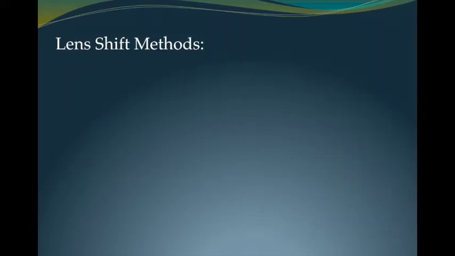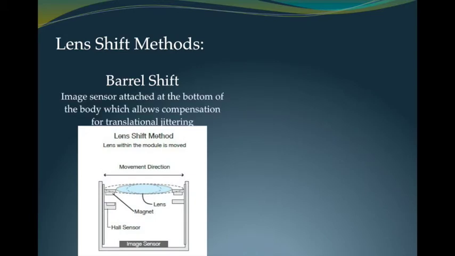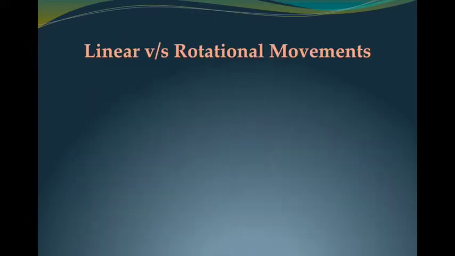So let's see what the methods for lens shifting are. There are two methods. The first one is the barrel shift method, which allows the movement of the lens in a linear direction in one plane. In this method, the image sensor is attached to the body and not to the lens. The second method is the module tilt method. In this, the image sensor is associated with the lens, so it allows rotational compensation.